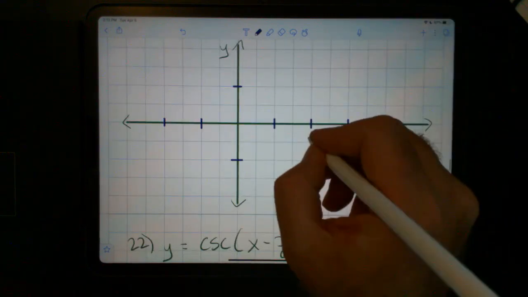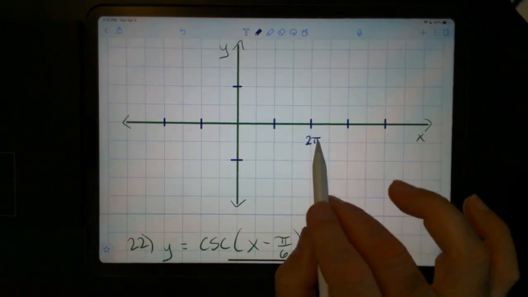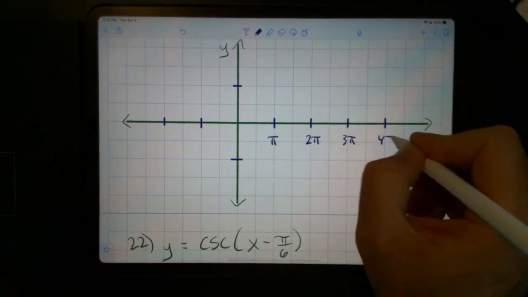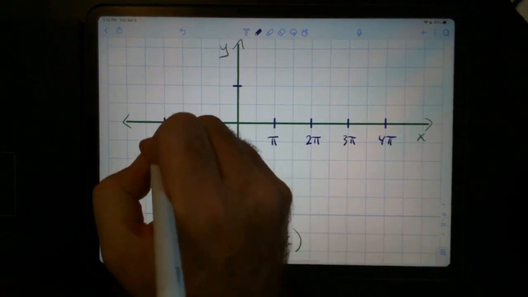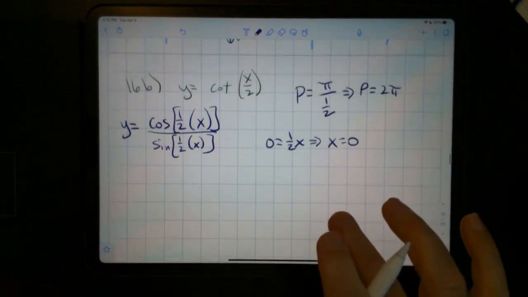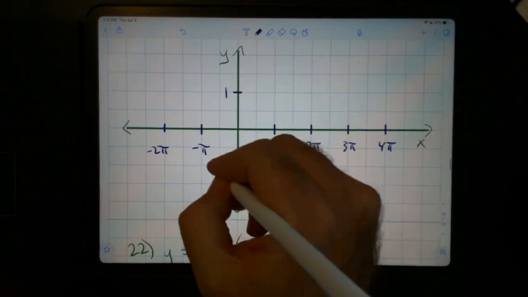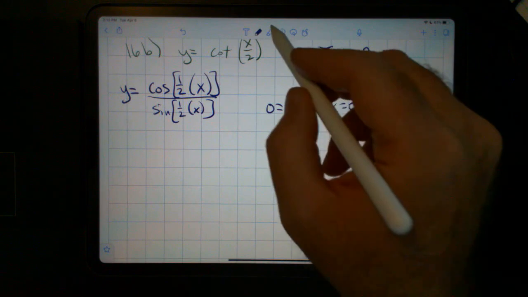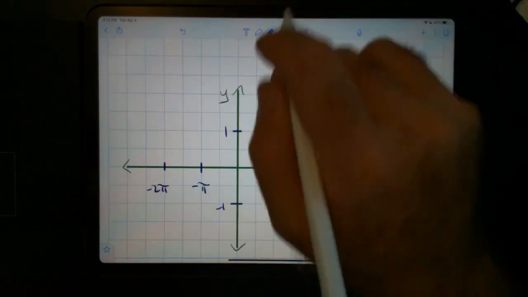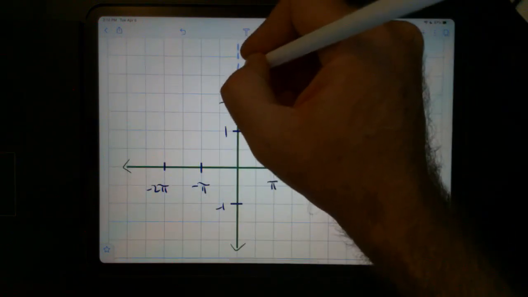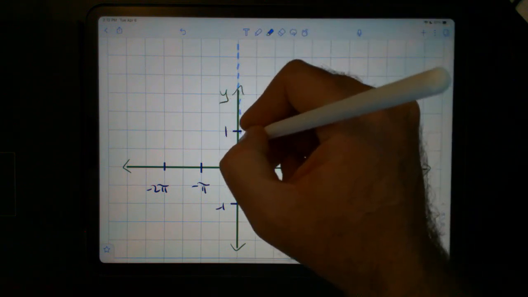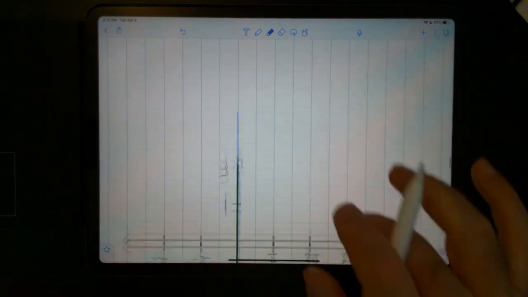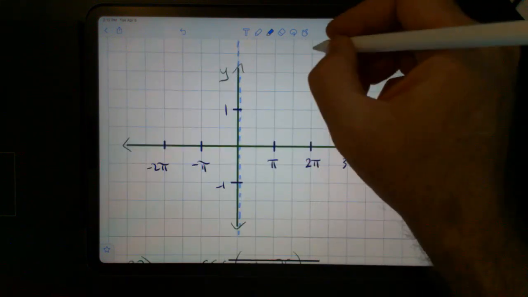Period of 2 pi. So let's put that here. Half of that is pi. 3 pi, 4 pi. Since our a is 1, let's go up 1 and down 1. We have an asymptote at x equals 0. And a period of 2 pi.